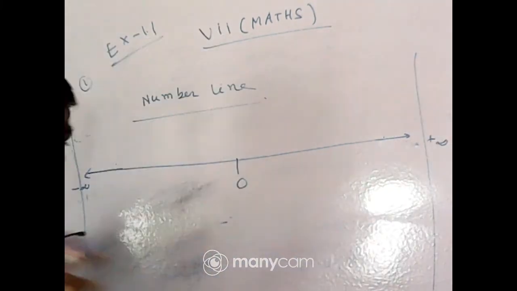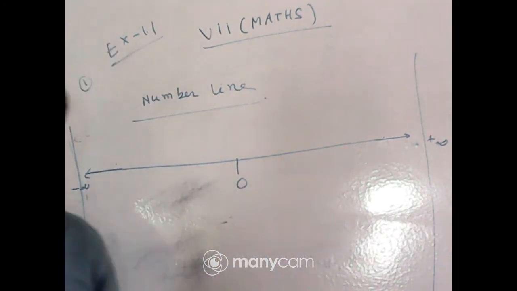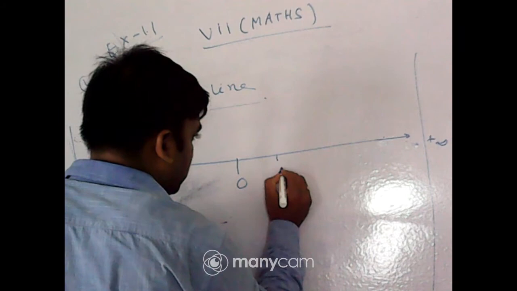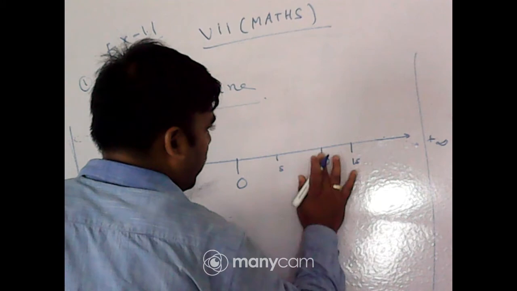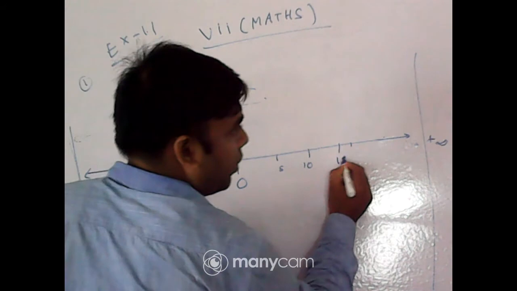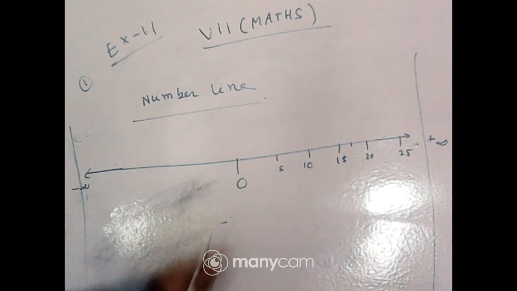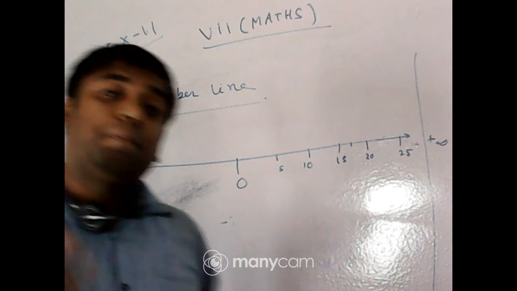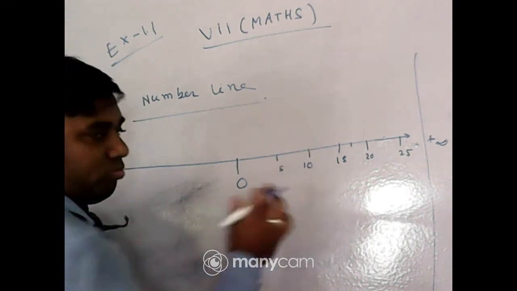Okay, and a number line is a horizontal straight line where numbers are placed at equal intervals. So I can say it is 5, it is 10, it is 15, it is 20, it is 25. So the numbers can be presented on a number line at equal intervals. What does equal interval mean? It means that 0 to 5 and 5 to 10 must be equal.